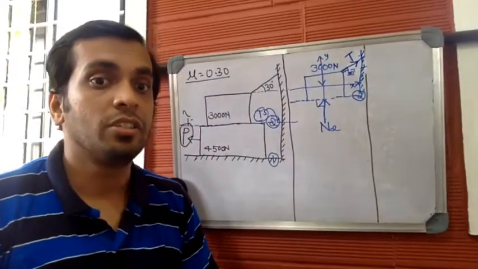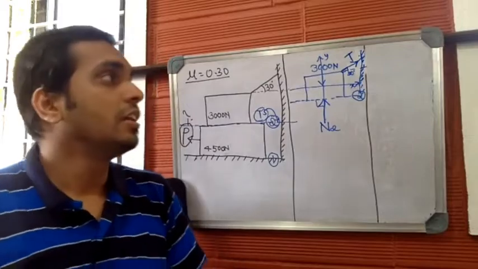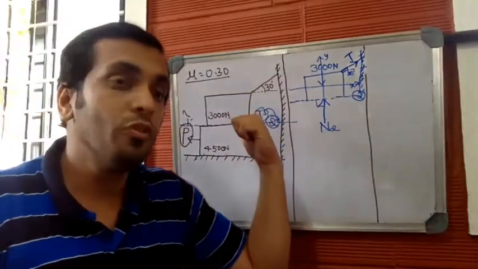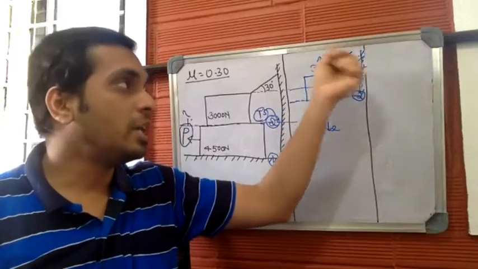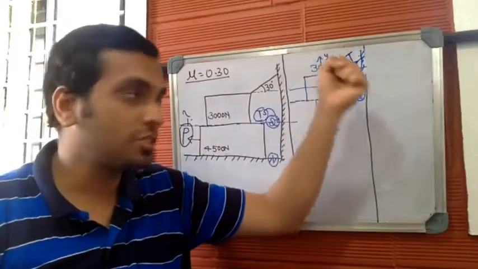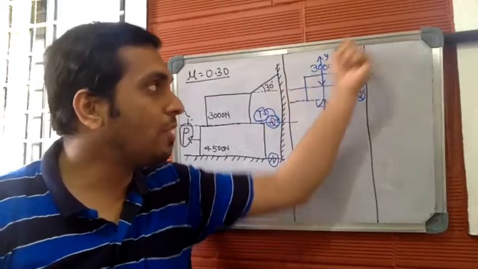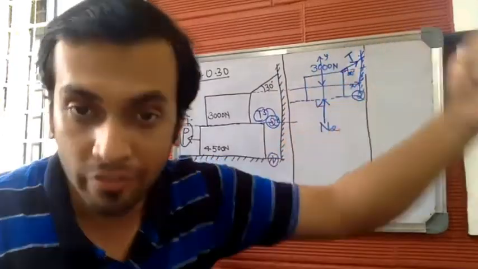Hope this is clear. So if you have a tension, tension will always move away from the body. This is the body. Tension will always move away from the body, and because of this tension, it tries to pull the body towards the vertical surface.